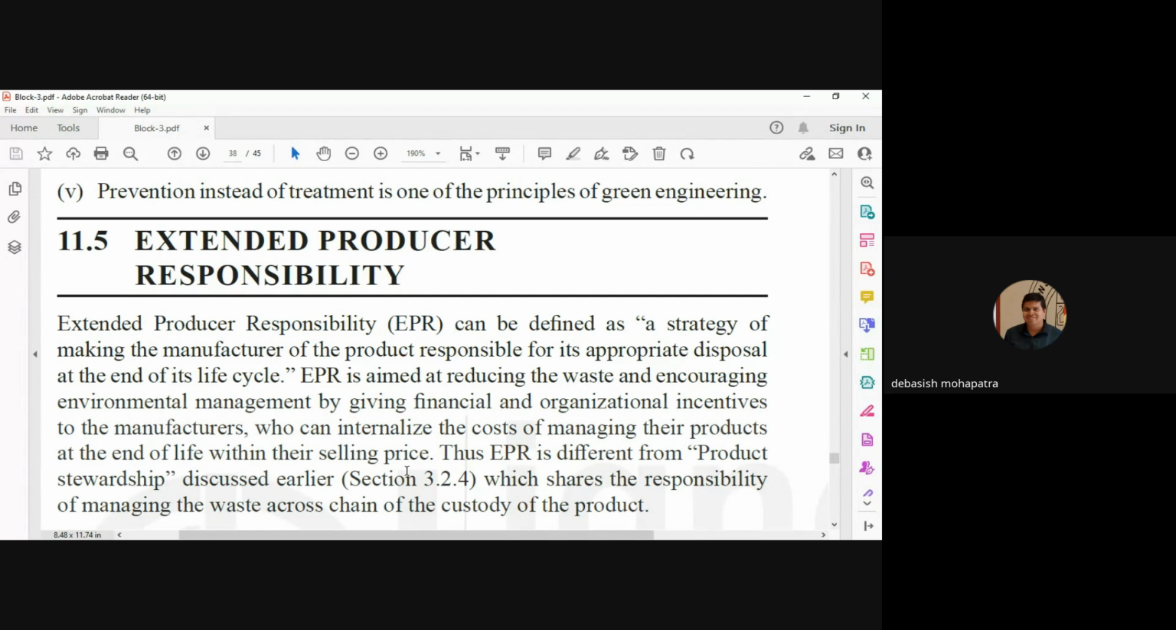Extended producer responsibility. EPR is defined as a strategy of making the manufacturer of the product responsible for its appropriate disposal at the end of its life cycle. Like we give our old battery while buying a new one, so it becomes the responsibility of the company that the proper disposal of the battery takes place. Like we exchange our phone, so this should always be there so that the product is well managed, not mismanaged.